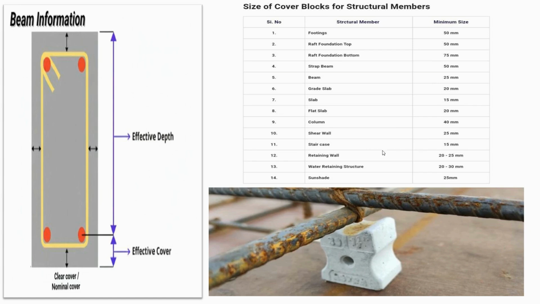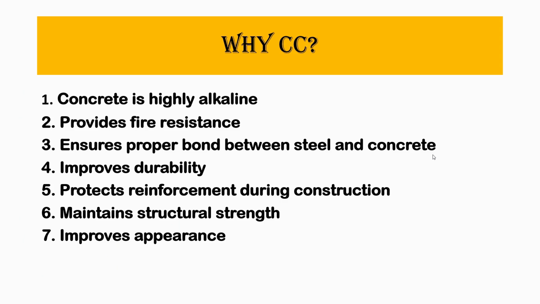Staircase, 15 millimeters. Retaining walls, 20 to 25 millimeters. Water retaining structures, 20 to 30 millimeters. And for sunshades, we're talking about 25 millimeters. These are the minimum standards. When you're casting your concrete, you must put this into consideration.